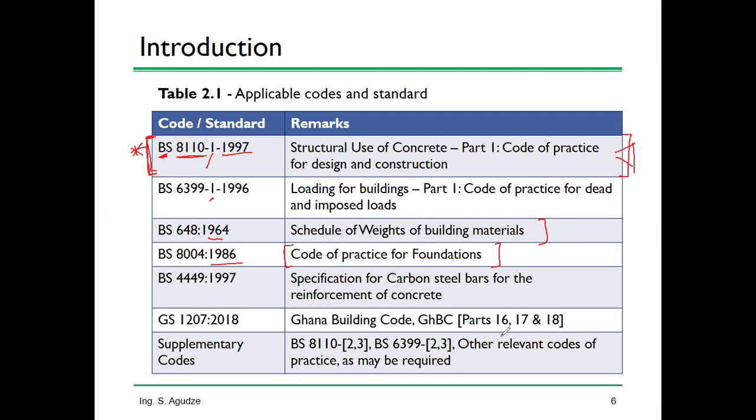Supplementary means there are other codes we may also refer to. So the BS 8110 is basically in three parts, but the part 1 is the base code. The other ones, we may refer to them where necessary. And then BS 6399 is also in three parts. So in due course, we may have to refer to any of them as may be appropriate. But remember that the first one here is the base code we'll be using.